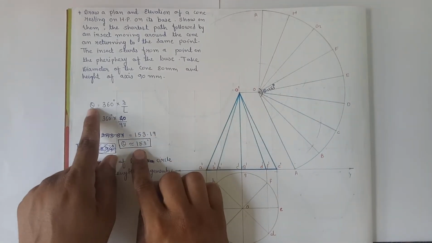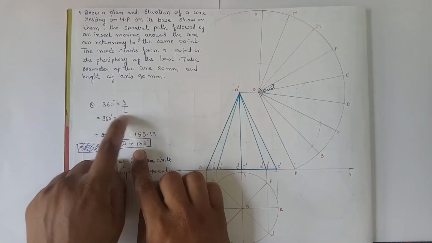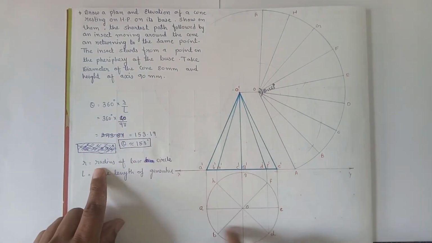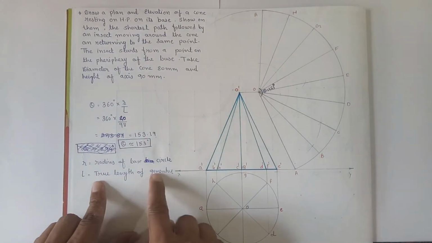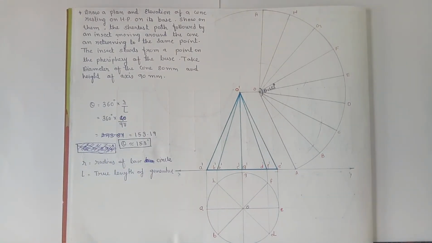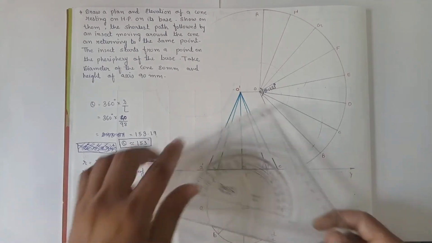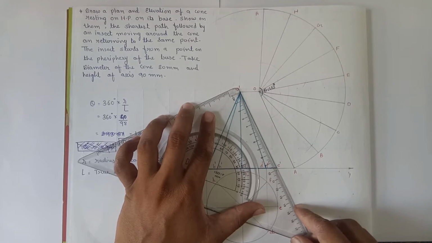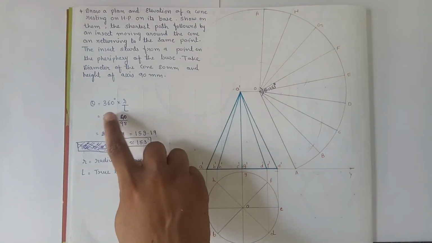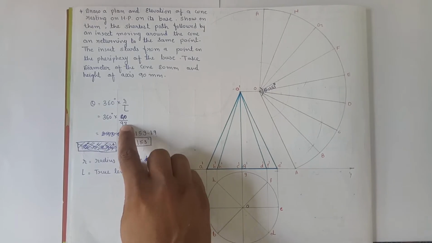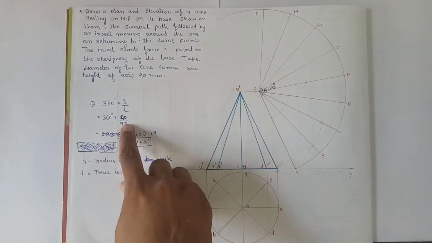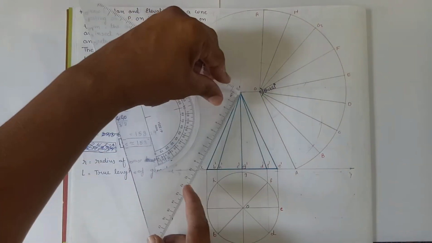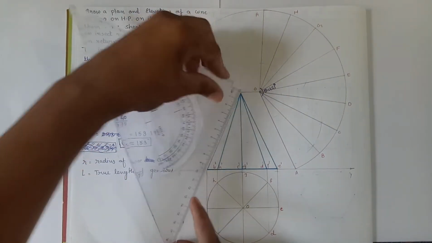Here we find theta by using the equation theta = 360 degrees times r upon L, where r is the radius of the base circle and L is the true length of the generator. Here O dash E dash gives us the true length, which is 98 mm. So theta = 360 degrees times 40 upon 98, where 40 is the radius of the base circle and 98 is the true length of the generator. Both end generators give the true length, 98 mm.